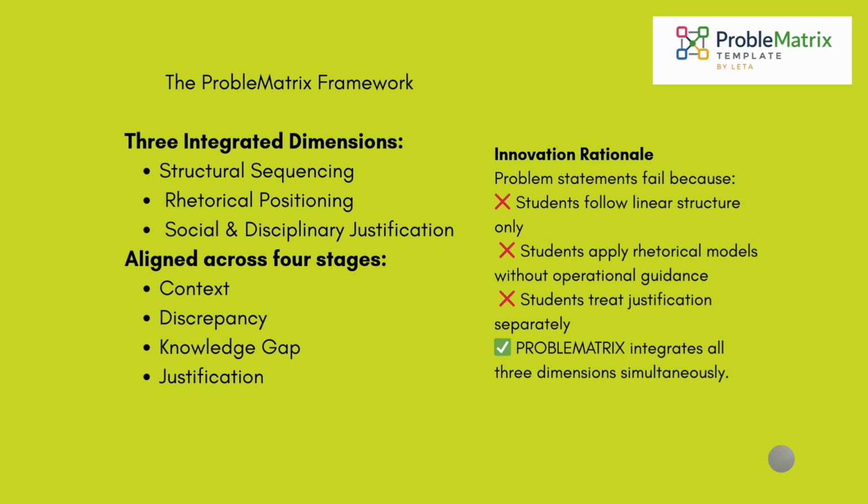This innovation, the Problematrix framework, integrates three core dimensions. Firstly, structural sequencing. Second, rhetorical positioning. And third, social and disciplinary justification across four stages: context to discrepancy, to gap, and finally justification. Instead of writing linearly, students now construct arguments strategically. Every paragraph must do three things at once: advance logic, position scholarship, and justify relevance. That is the innovation.